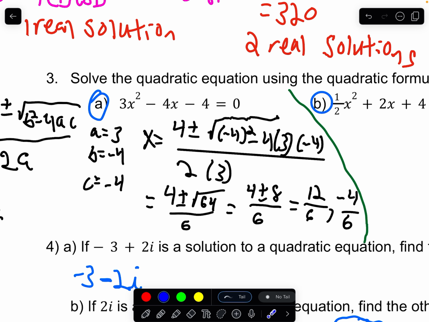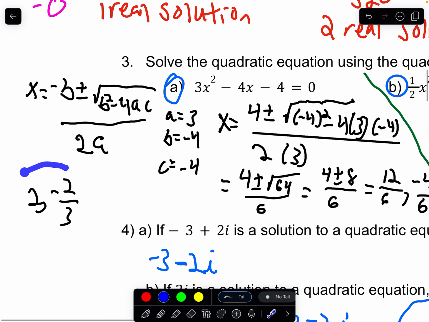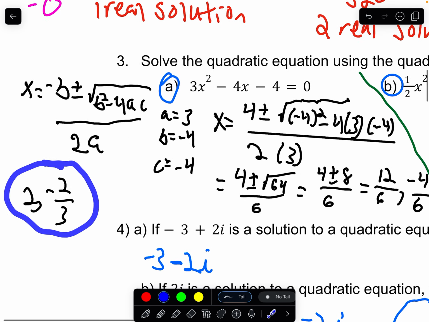I use my calculator. Negative 4 squared is 16. Negative 4 times 3 is negative 12, times negative 4 is a positive 48. 16 plus 48 gives you 64. And 2 times 3 is 6. So it's 4 plus or minus the square root of 64, over 6. Luckily for us, we know what the square root of 64 is. It's 8. So it becomes 4 plus 8, which is 12 over 6, and 4 minus 8, which gives us negative 4 over 6. Reducing, you get 2 and negative 2/3 as the solution.